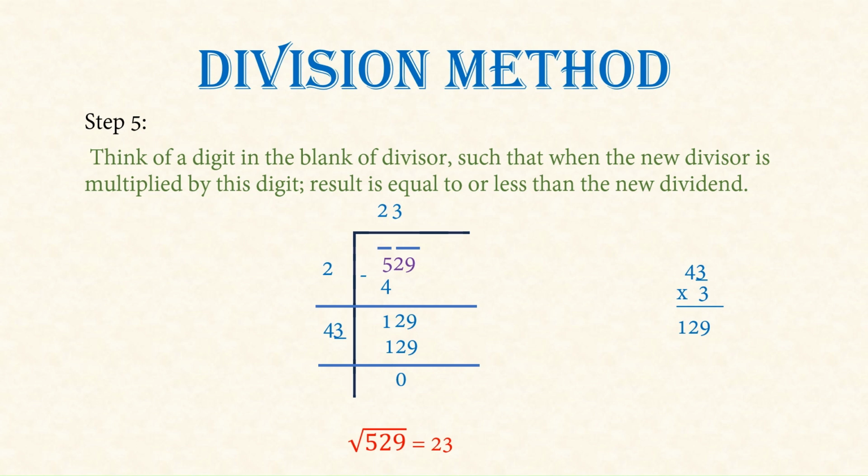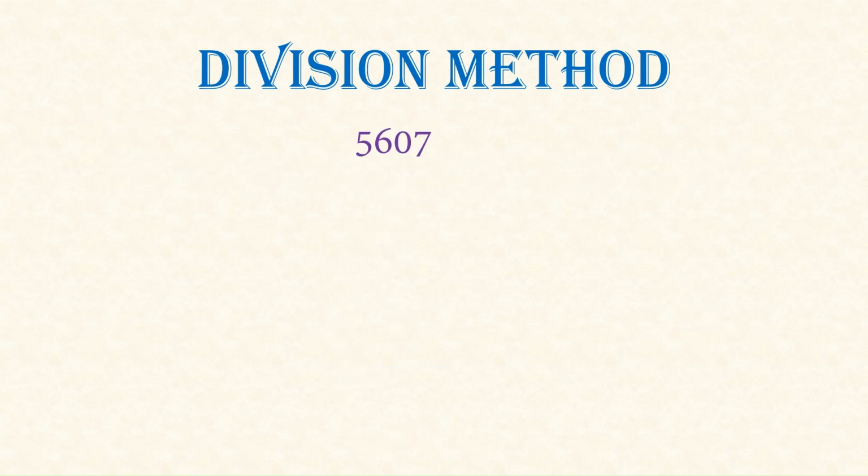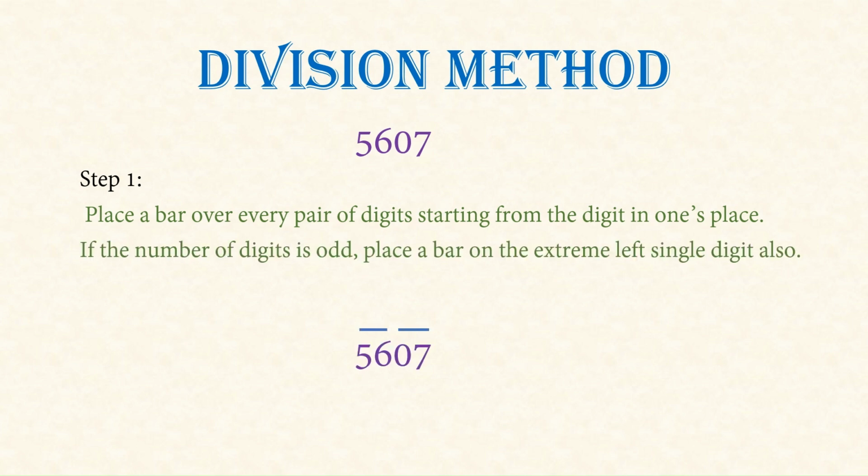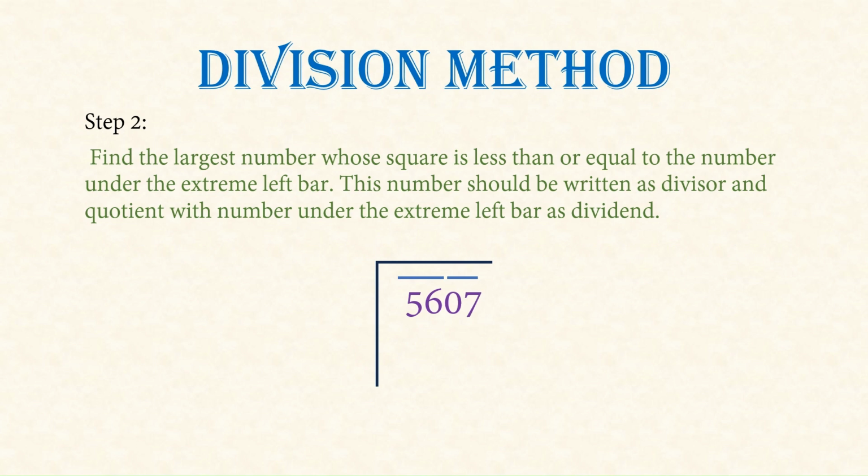We'll try to understand this method with the help of another example. 5607. Now the first step is to place bars over the number. On placing the bars, the number will look like this. Consider this number and start dividing.